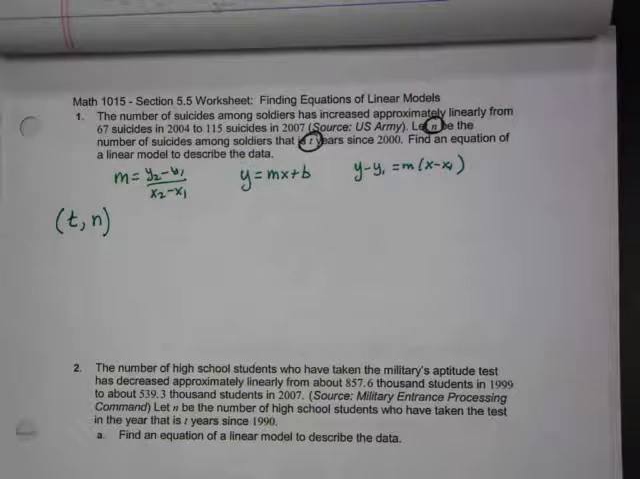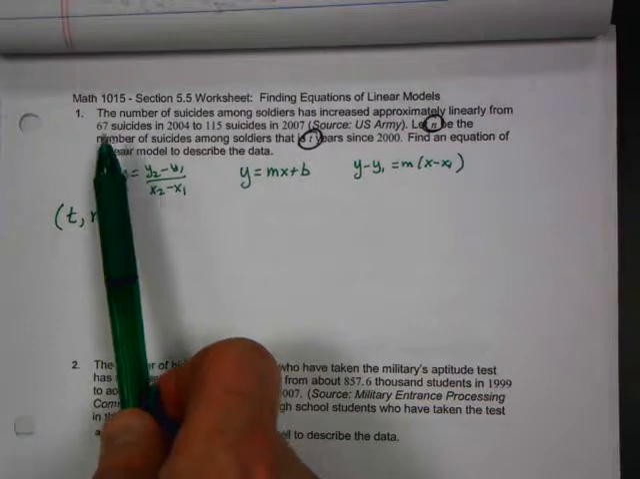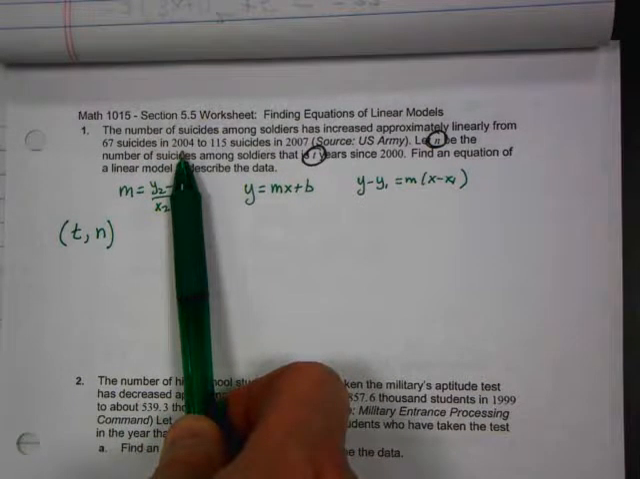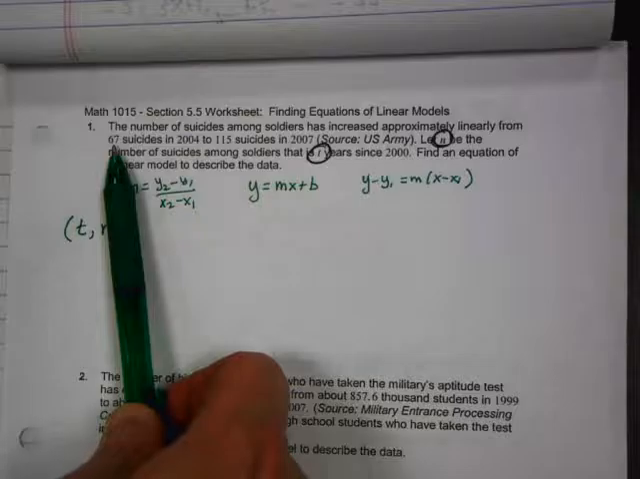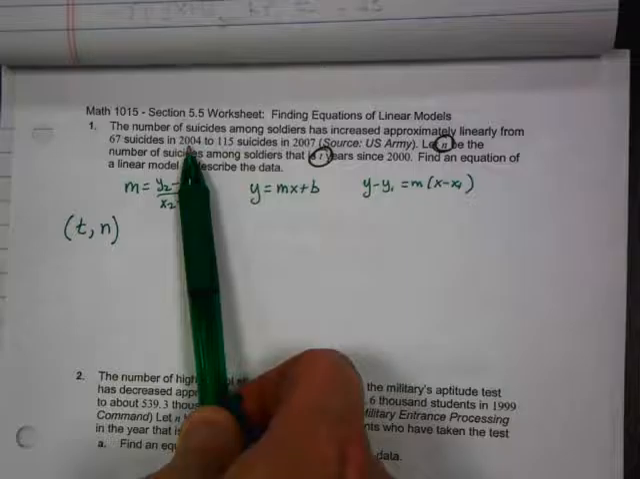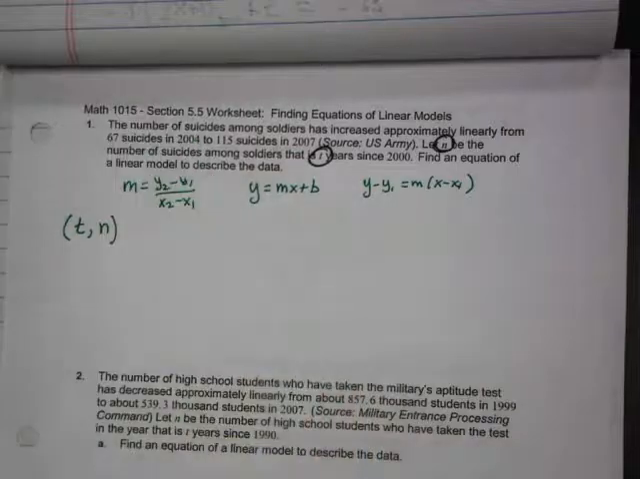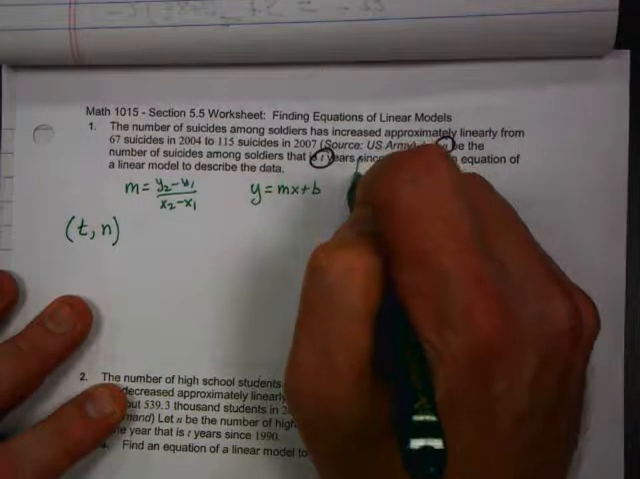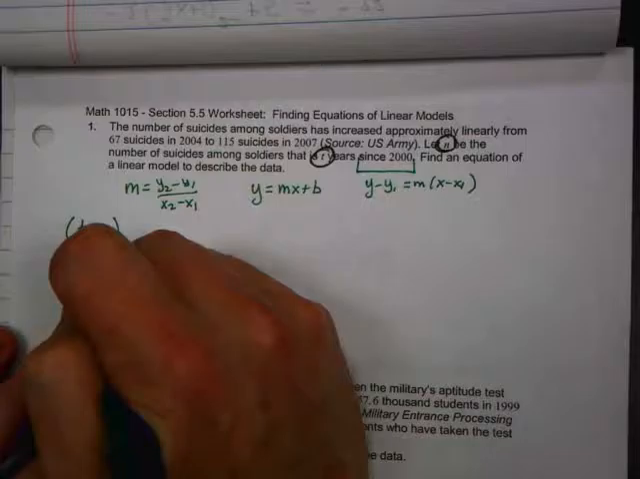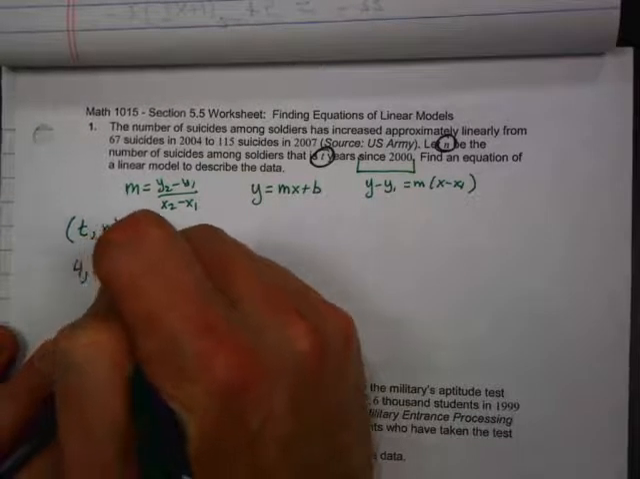All right, now let's go back and see what it says here. The number of suicides has increased approximately linearly from 67 suicides in 2004. So that gives me an n number, n would be 67, and a t number. T is 2004. Well, it's years since 2000, so would it be 4? Excellent. Be very careful on these. Since 2000, t would actually be the number 4. So there's one point it gave us: t is 4, n is 67.